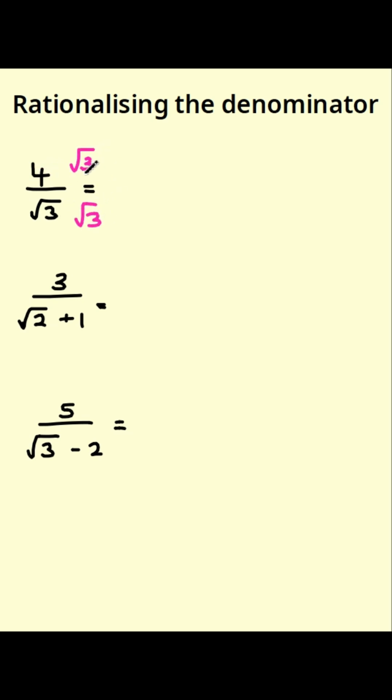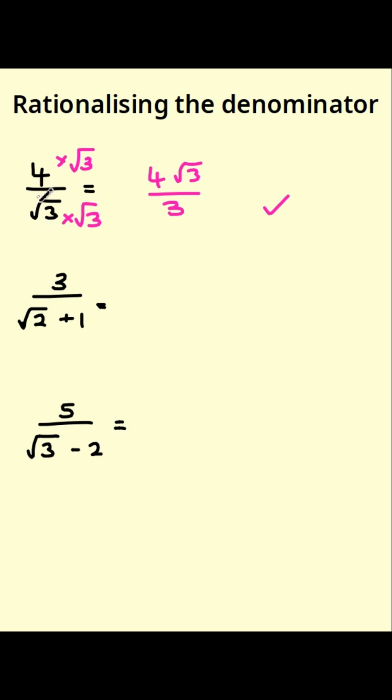If I do 4 times root 3, that gives me 4 root 3, and root 3 times root 3 gives me the number 3. We have removed the irrational number from the denominator. It does not matter that the numerator has an irrational number in it, just the denominator we're talking about. And by multiplying it by root 3 over root 3, it's the same as multiplying it by 1. So it hasn't affected the fraction at all. So 4 root 3 over 3 would be your final answer for that one.